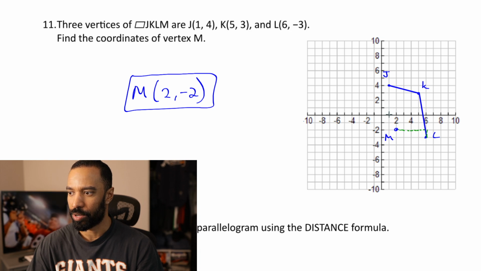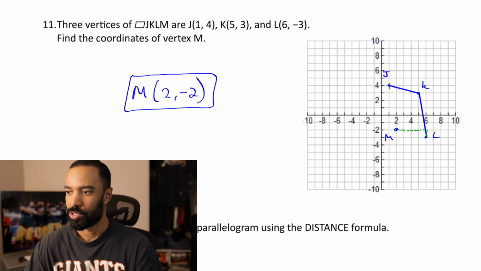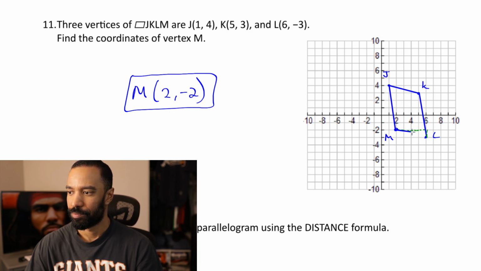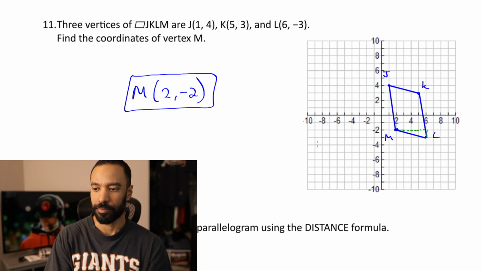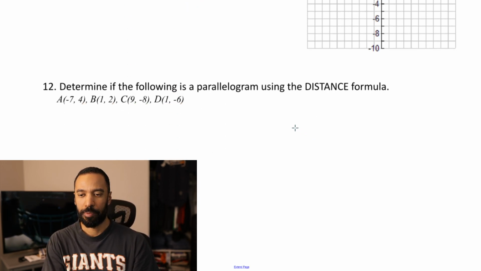Down 1, 2, 3, 4, 5, 6 over 1. So that works out. And there's your parallelogram. Okay, moving on. Still with parallelograms.